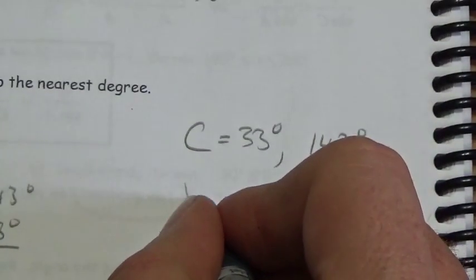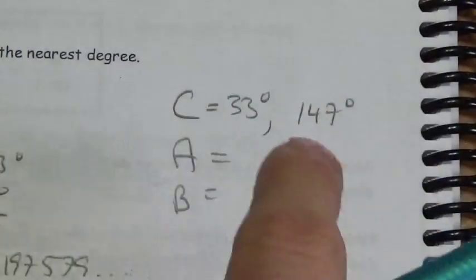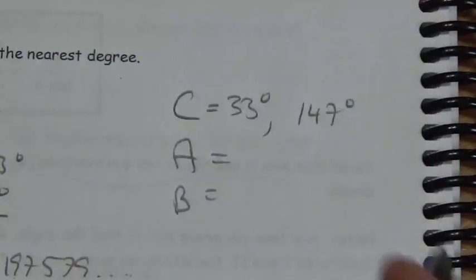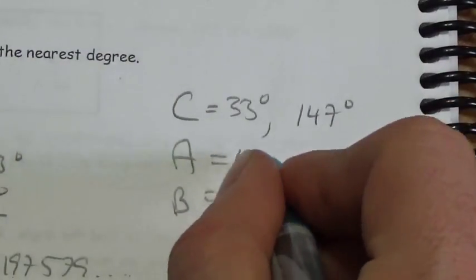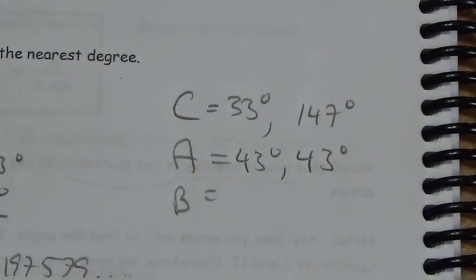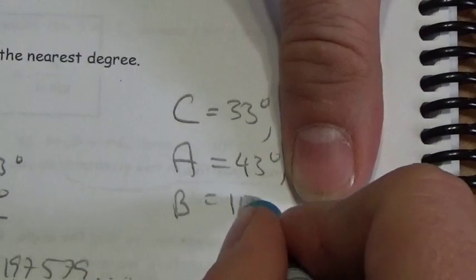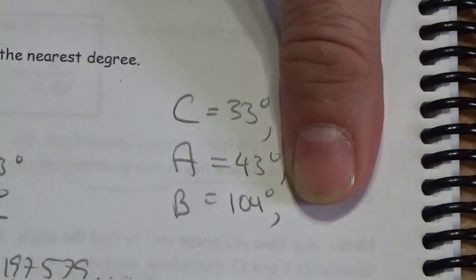Now, let's take a look at angles A and B, because these are how I'm going to determine whether or not these are both acceptable or only one of them is acceptable here. Angle A was given to me to be 43 degrees. Is it possible that I could have a triangle that's got those two angles in it? Well, let's see what they leave me. If you take 43 and 33 from 180, you are left with angle B being 104 degrees. Not a problem with that.